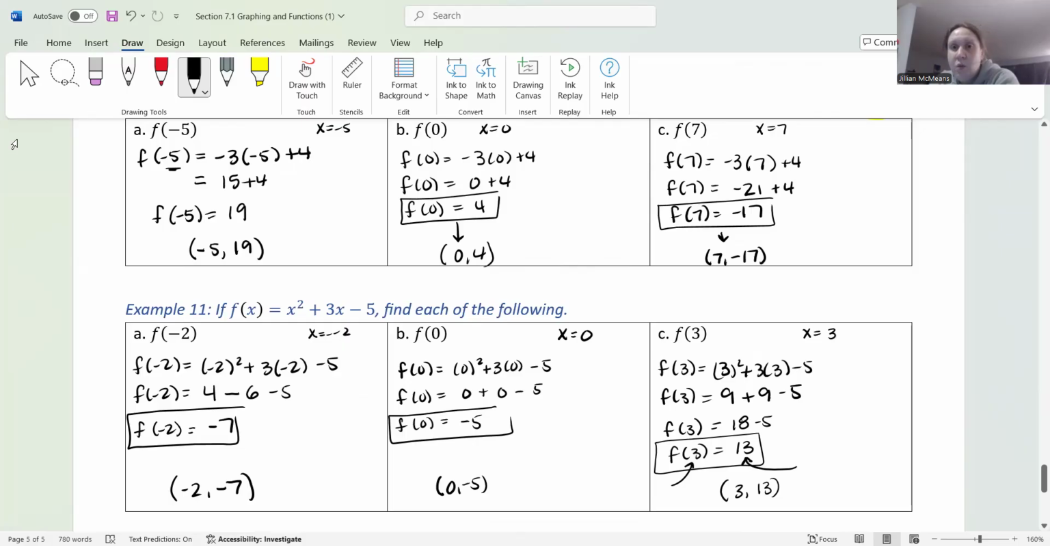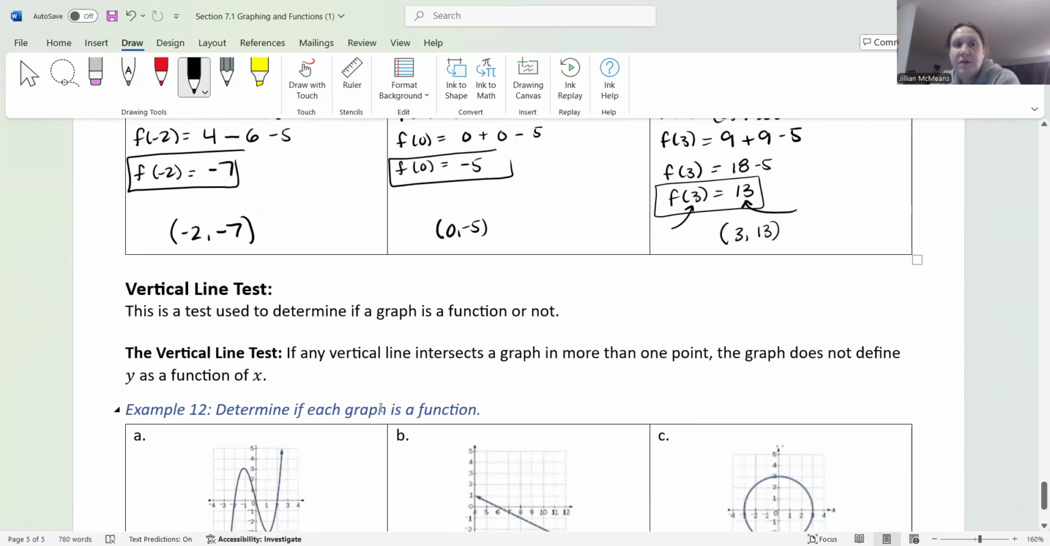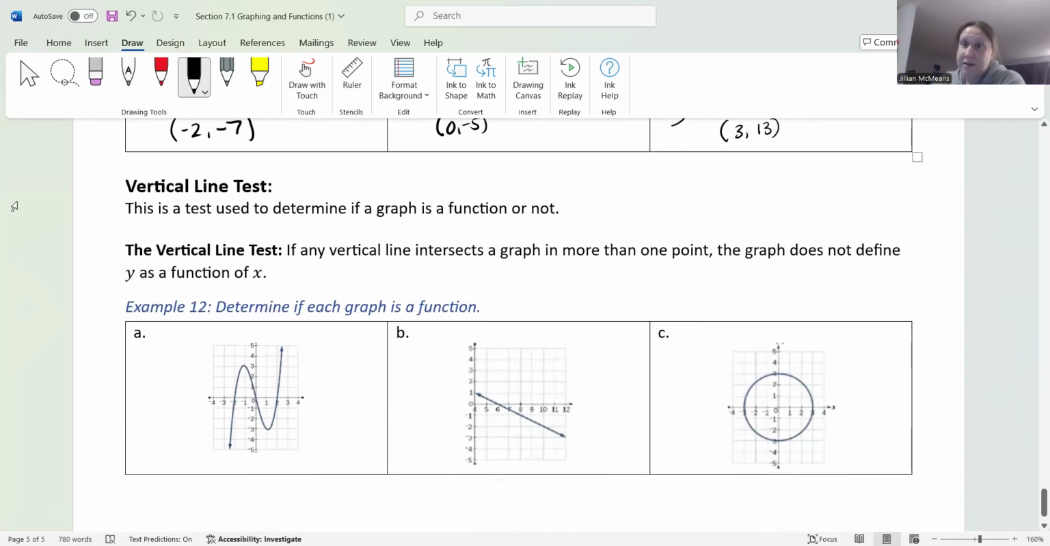Okay, now one more big topic that we have to cover. It's still part of the same topic 6, but it's just kind of like a new part of it. We have something called the vertical line test. The vertical line test is used to determine if a graph is a function or not. And it's really, really easy to tell.